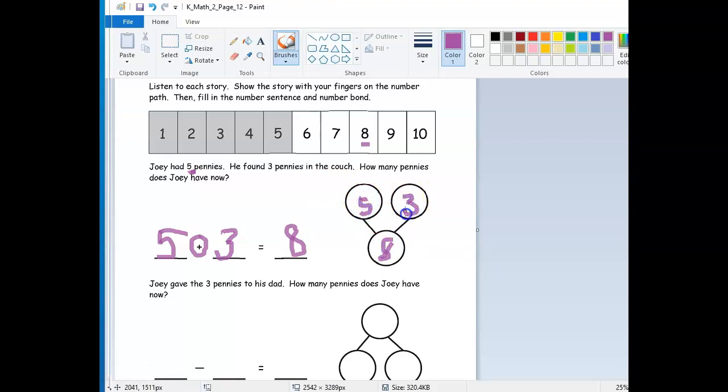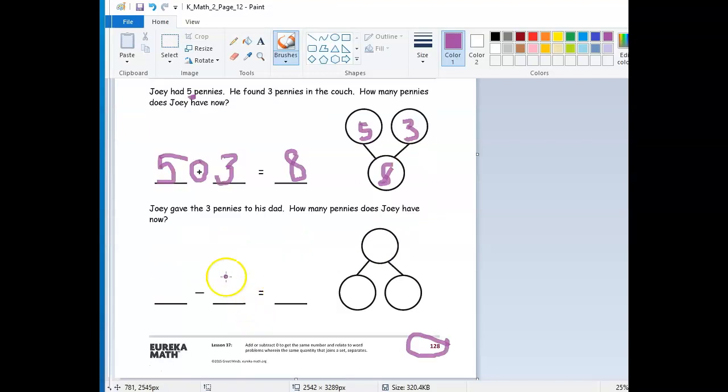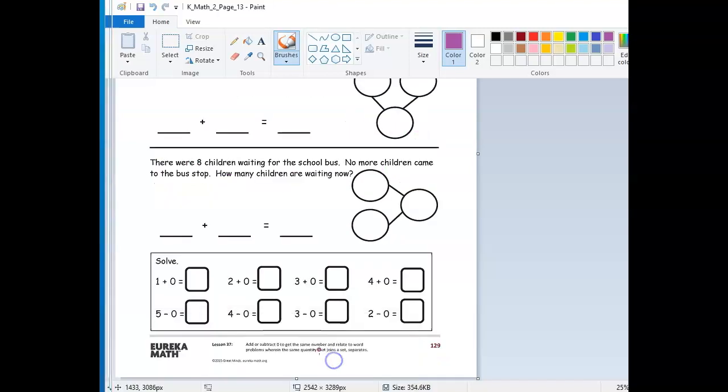You're going to do the next one by yourself. Joey gave the 3 pennies to his dad. How many pennies does Joey have now? So you'll circle your sign so you know that you're going to work a minus problem. Remember his whole. He had 8 pennies and now he gave 3 to his dad. How many does he have left? All right, and now we will do the last page.